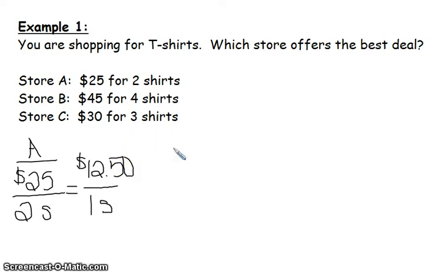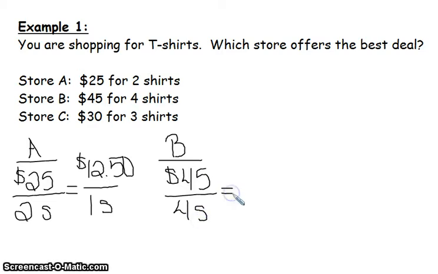So let's think about store B. Store B, for $45, I can get 4 shirts. So let's change this to a unit rate so that we have a denominator of 1. To get a denominator of 1 here, I would have to divide by 4. So that's where my 1 comes from. Then 45, which is my numerator, divided by 4, is going to cost me $11.25. So what I was thinking a while ago about store A and store B, I'm actually right. Store B is cheaper than store A. So let's go ahead and move on.